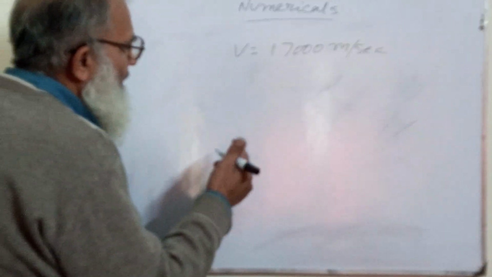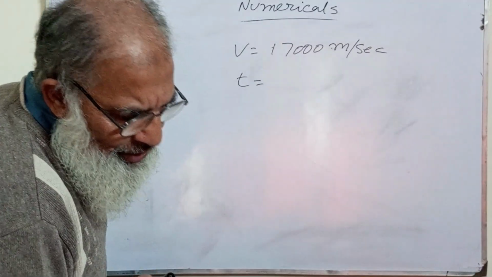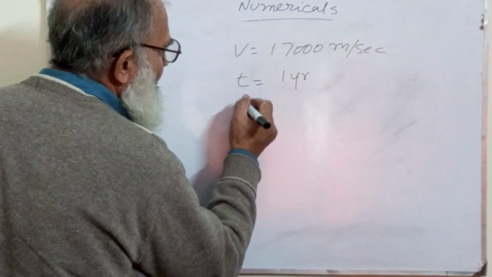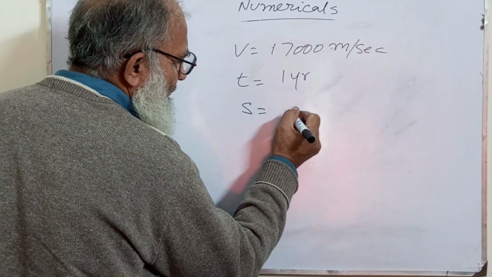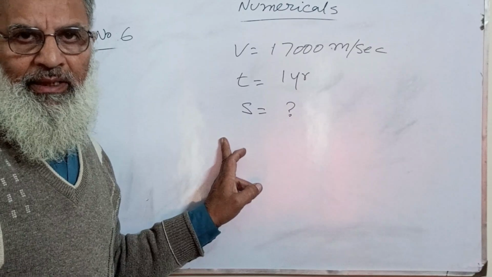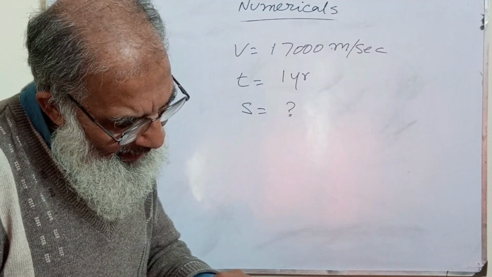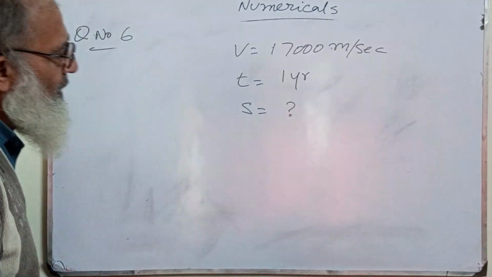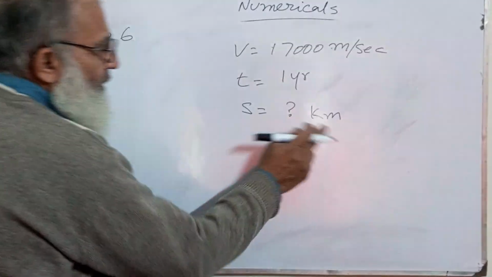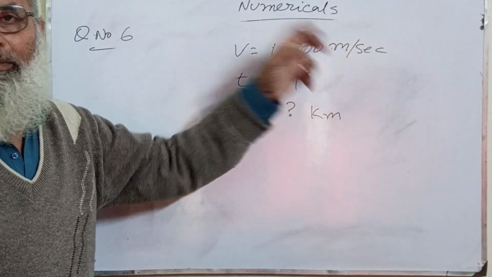T is also given, but in English, 1 year. And what else is left? S is left. So we have to find this S, distance. Time is 1 year, and also give your answer in kilometers. Now V is given in meters per second.